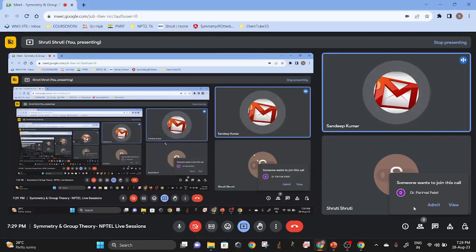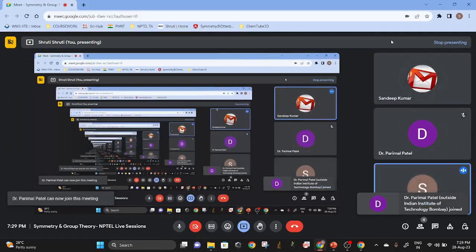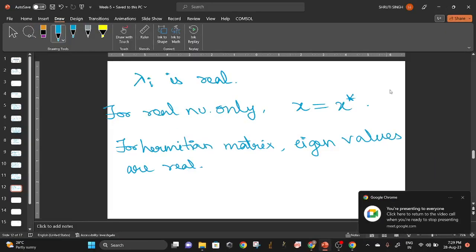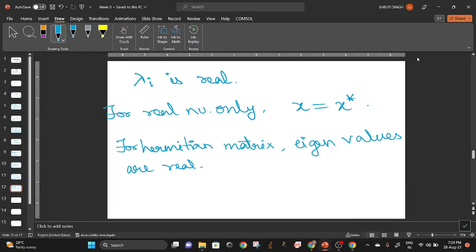Ma'am, I have one doubt in that. In quantum mechanics in general, this is true for non-degenerate eigenstates, na? Or is it true even for degenerate eigenstates? This statement, that all the eigenvalues must be real, is this true for all the eigenstates? No, no, it is true for all states.